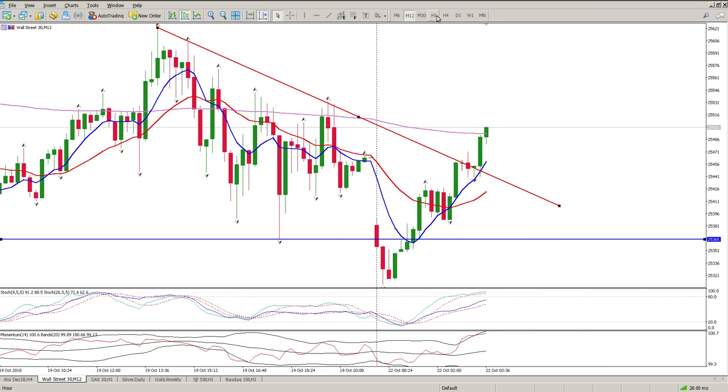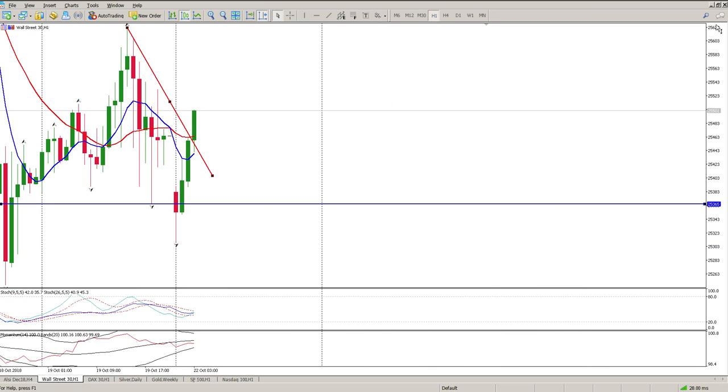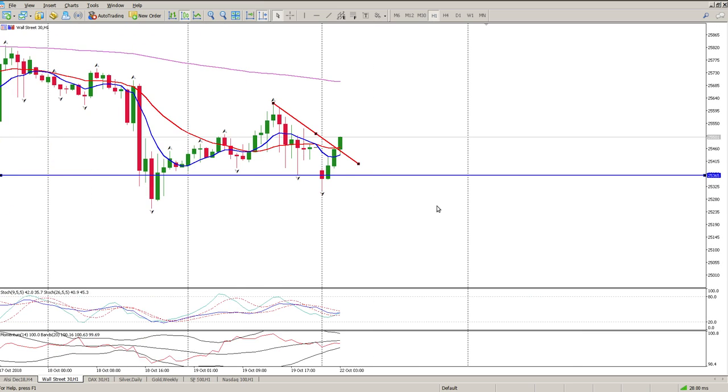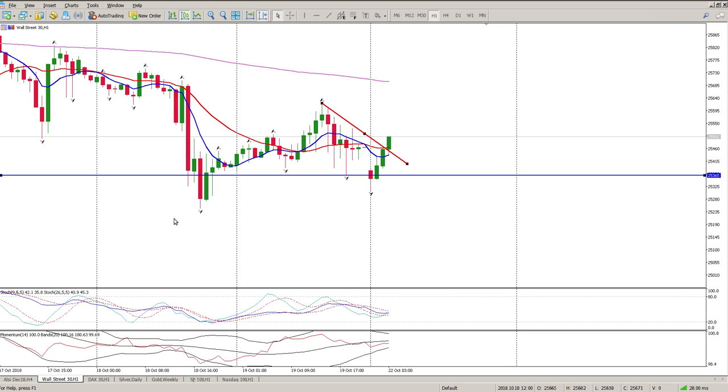We want to wait for a pullback, and what I want to see is a decent pullback. So we do have, on the bigger picture, if we look over the last couple of days, a higher low here.